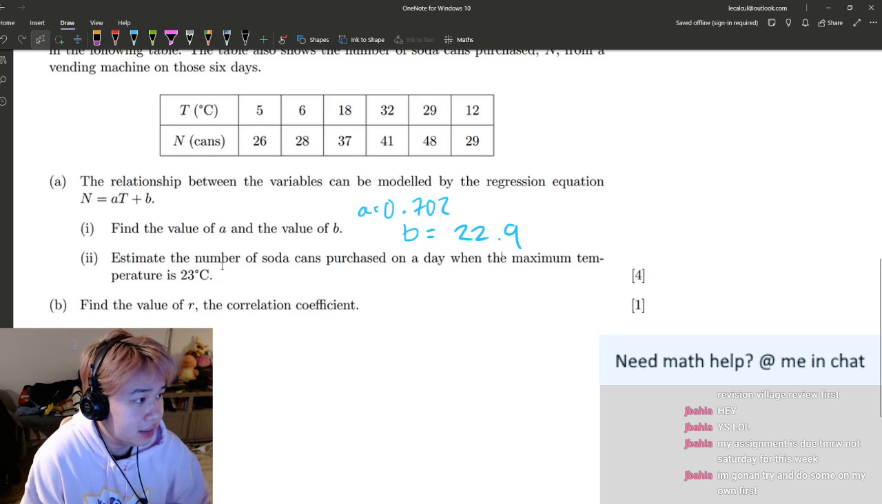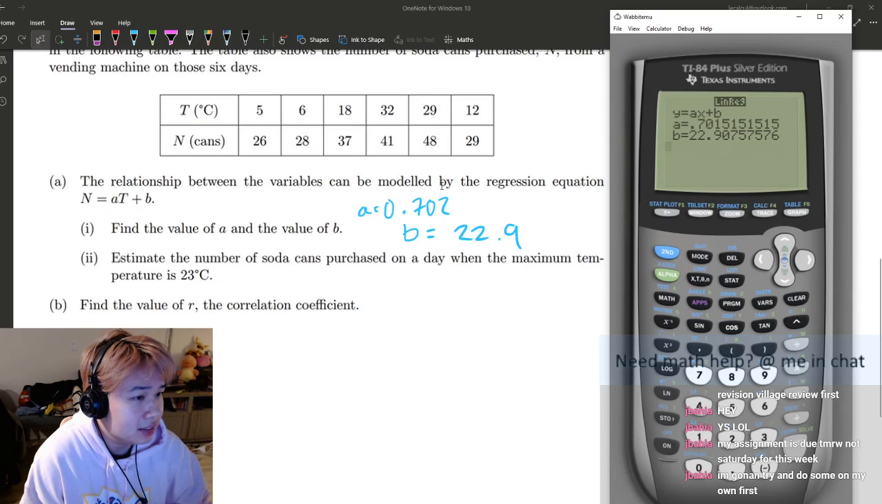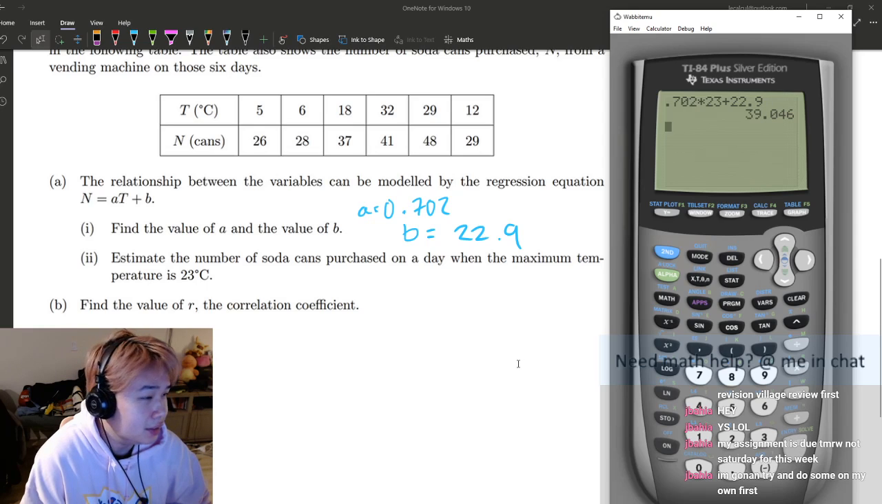Thus, estimate the number of soda cans purchased when the temperature is 23. So of course, we just put 23 into this equation for our linear regression. So 0.702 times 23 plus 22.9. So the number of soda cans is 39.